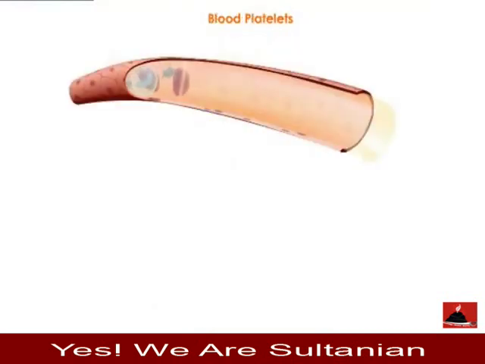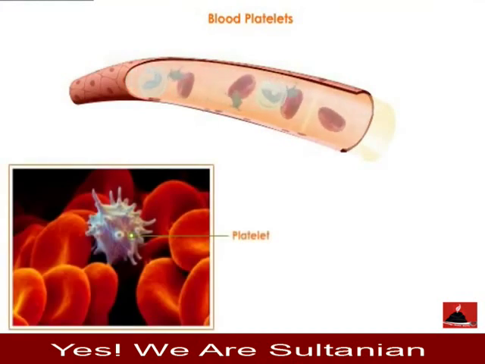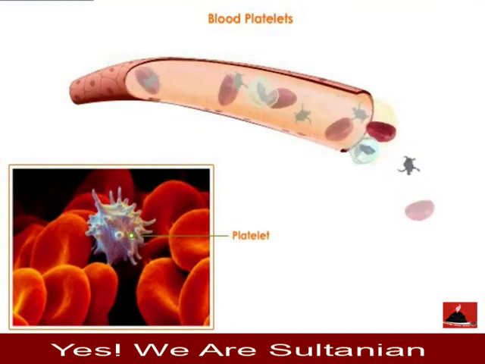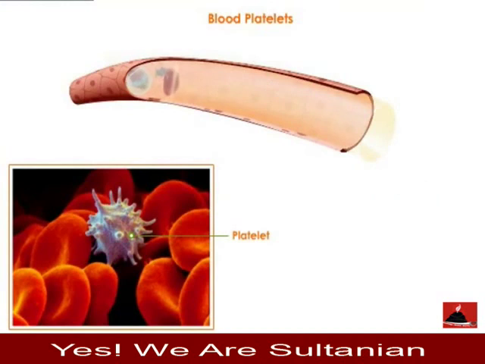The third type of cells present in our body is called platelets. Platelets are irregularly shaped, colorless bodies. Platelets are without a nucleus and disc-shaped. Their sticky surface lets them, along with other substances, form clots to stop bleeding.